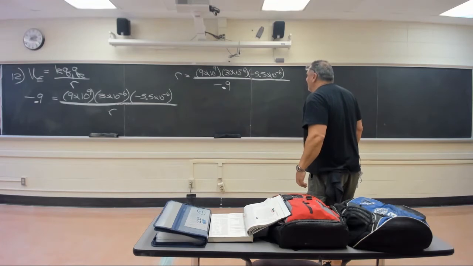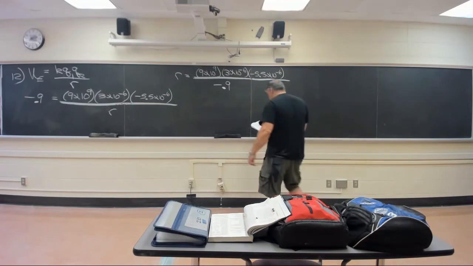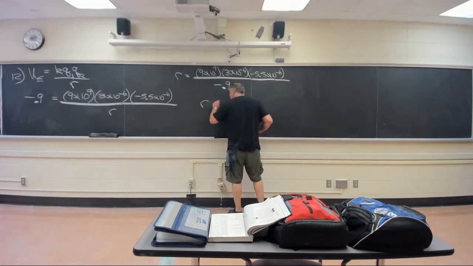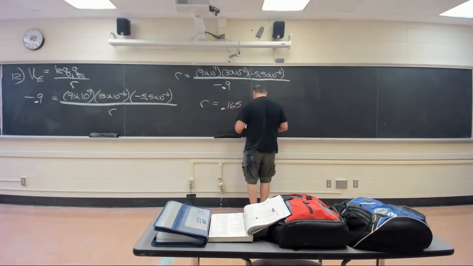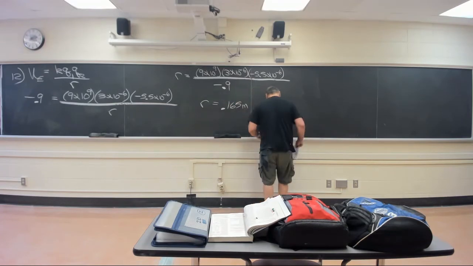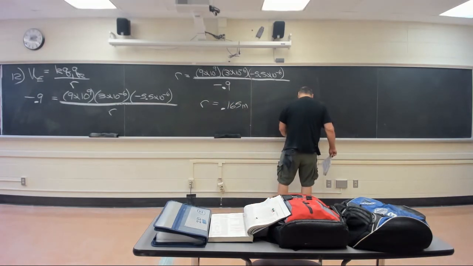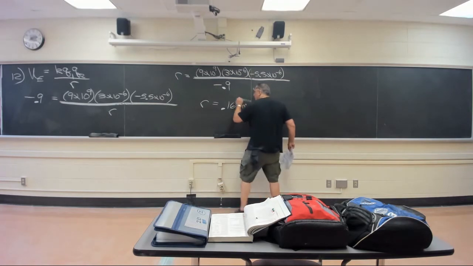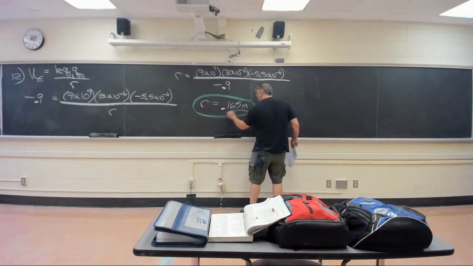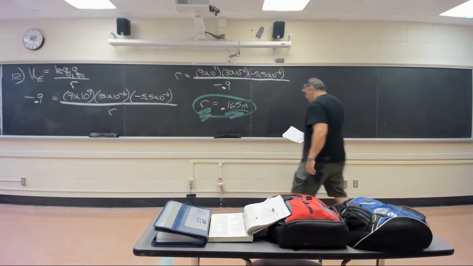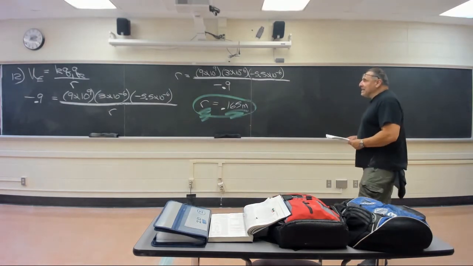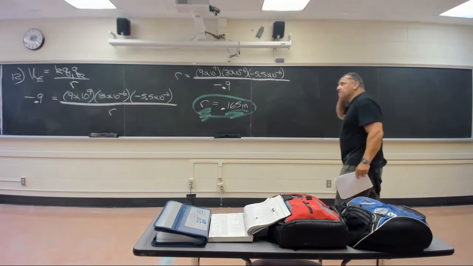Yeah, we got all that. Grind out the numbers, guys, and we're done. So you got R is equal to 0.165 meters, and that's it. That's the end of it.